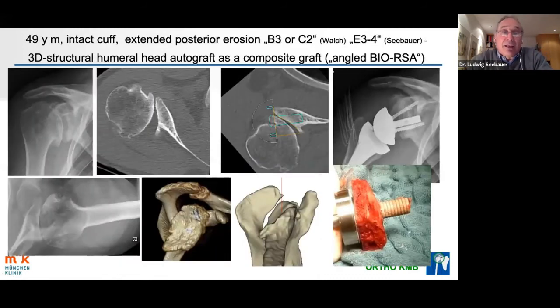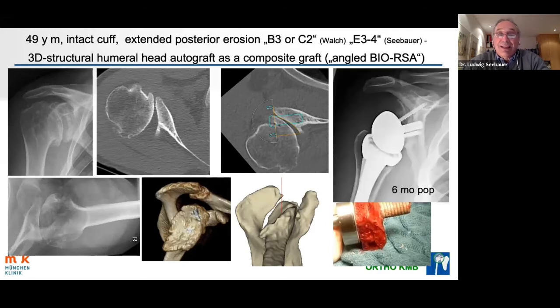And here's another case, 49-year-old. I sent that X-rays to Schilvalsch and to Joe Iannotti, and they come back. Joe Iannotti was calling it a B3. Schill was calling it a C2, but we were agreeing on that we cannot address it with an anatomic arthroplasty, even with an augmented glenoid component.